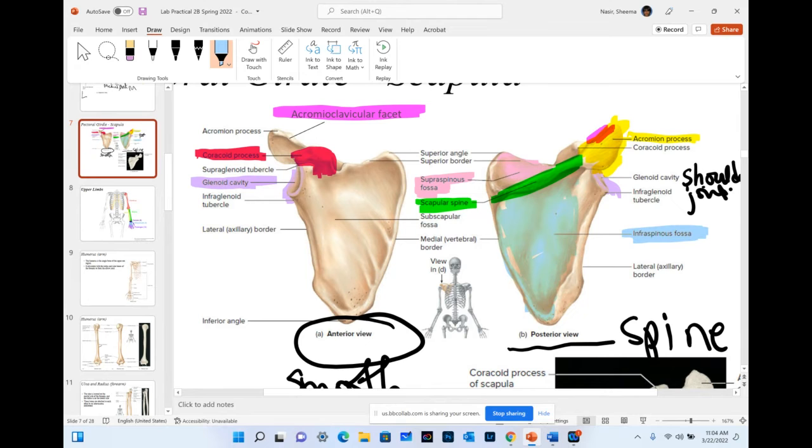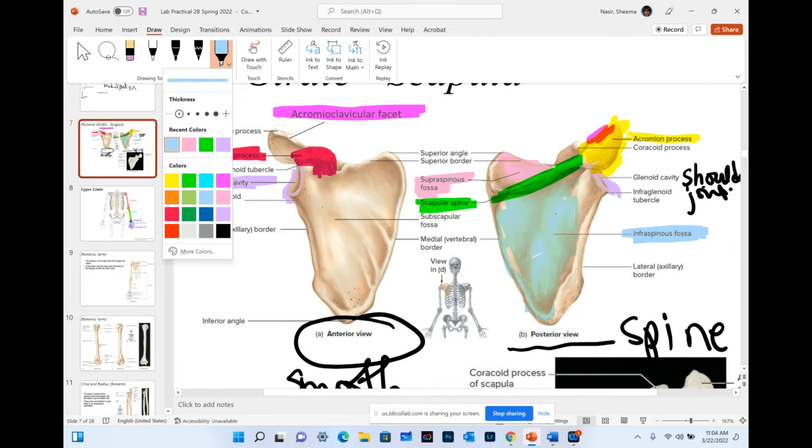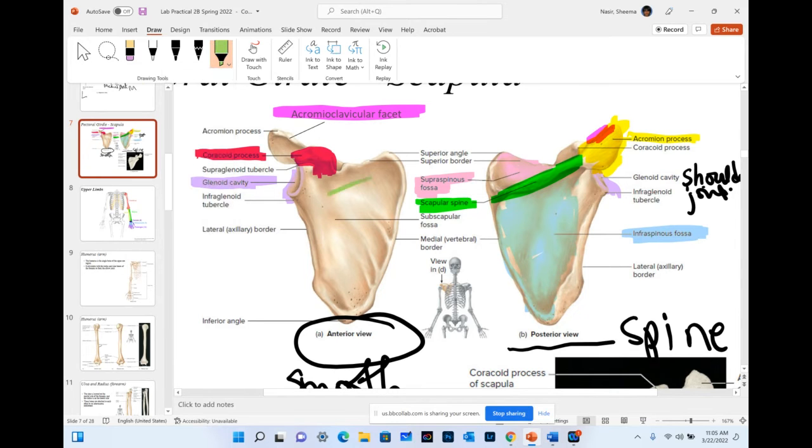The next is your, now we have to go on the anterior surface because I am going to show you subscapular fossa. Subscapular fossa is on the other side where there is no spine. Where is that? Well, that is going to be right here. So this is your subscapular fossa. See that? Subscapular fossa?